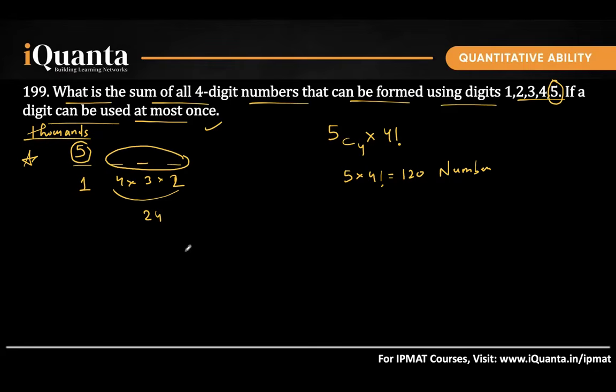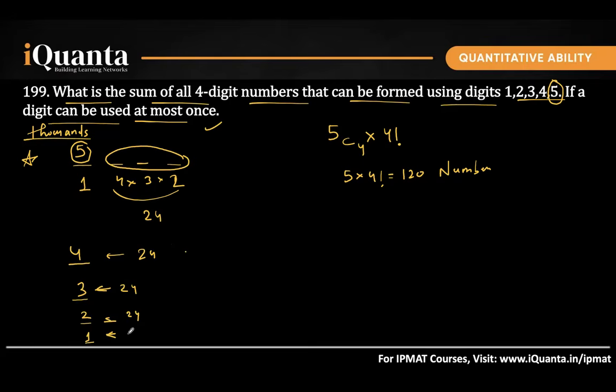There'll again be 24 numbers in which 4 will be the first digit, that means 1000 digit. Okay. Similarly, there'll be 24 numbers in which 3 will be the first digit, 2 will be the first digit, 1 will be the first digit.